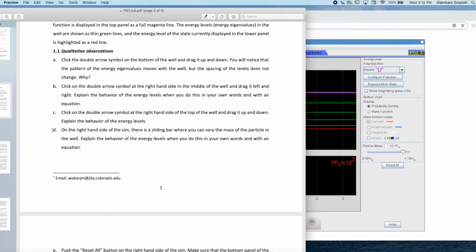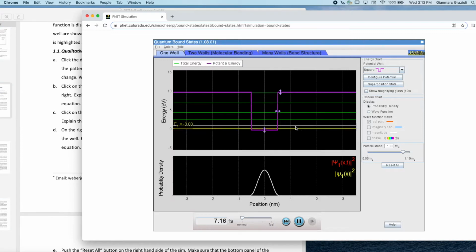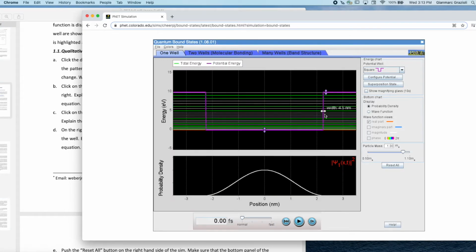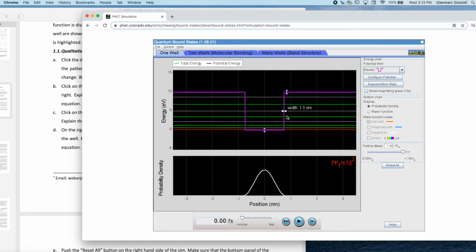Now 1.1b: if we click on the double arrow at the right side in the middle of the well and drag it left and right, explain what's going on there. So I click on the double arrow symbol at the right hand side. That's this one. And if I drag that left and right, you see what's going on here.